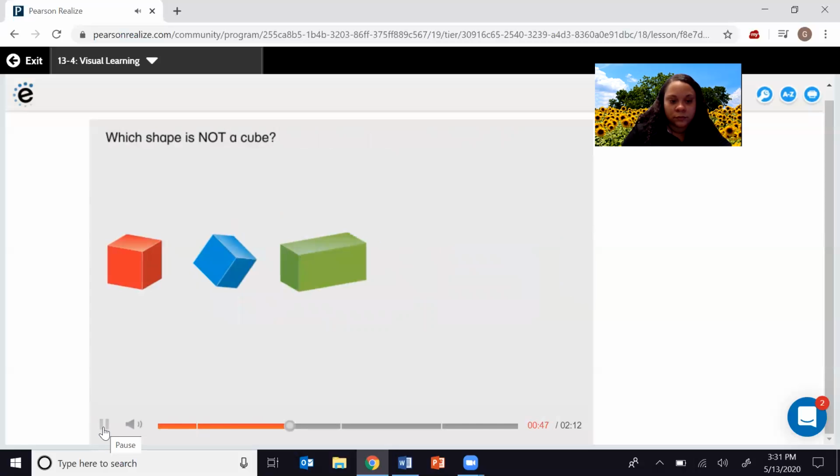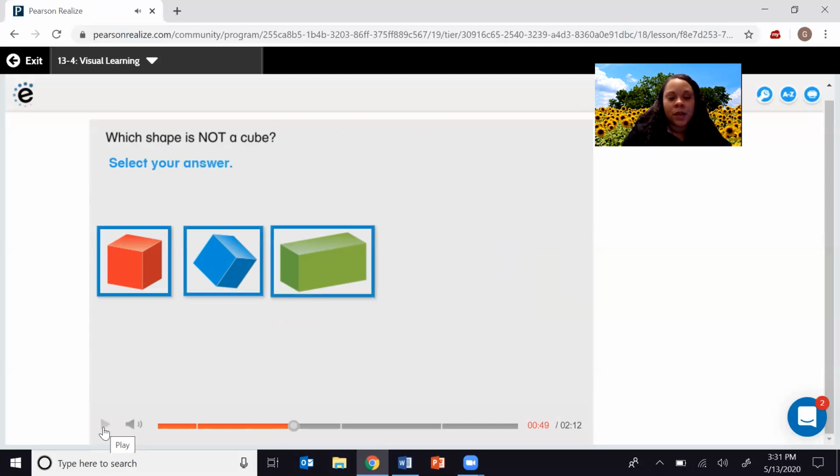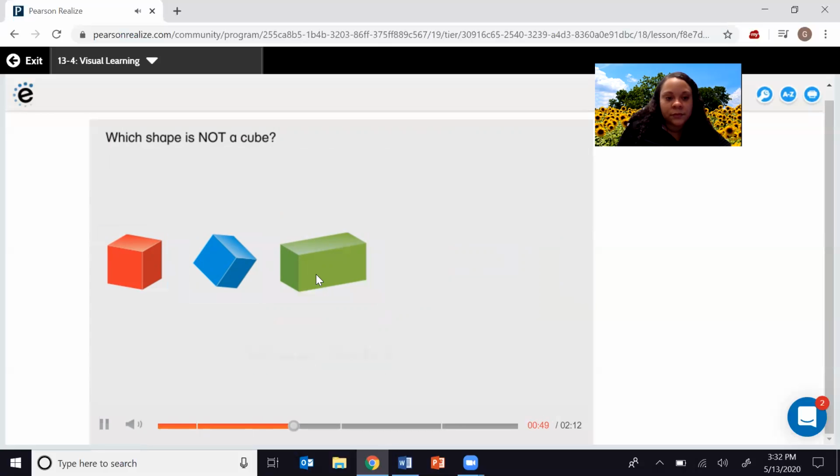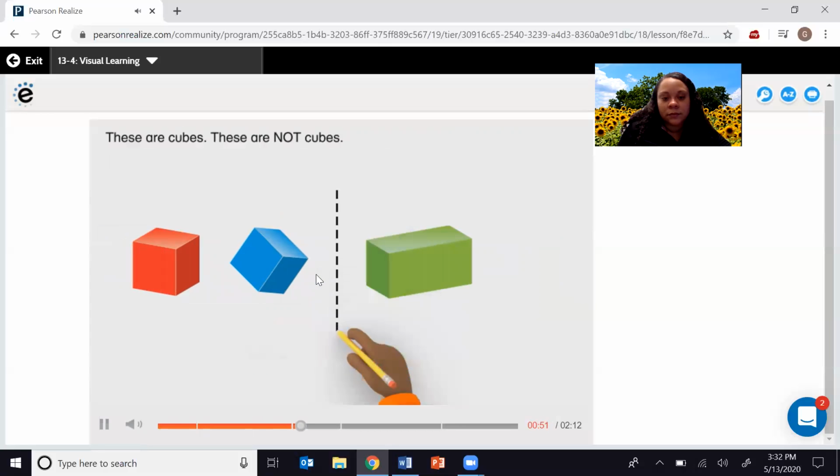Which shape is not a cube? Well, I know a cube is made up of squares. It's made up of squares only, right? That's what a cube is made up of. And which of these shapes have more than just a square? I think this one, because there's a rectangle in this, and we know that a cube is only made up of squares. These are not cubes.